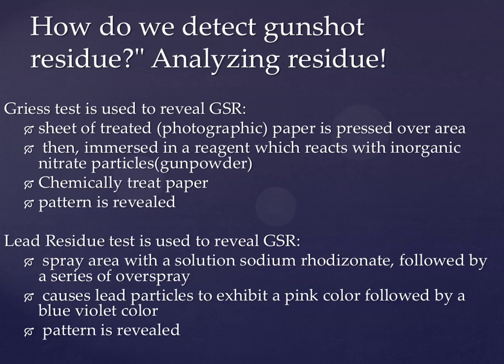Okay, so we can do a chemical analysis or a chemical test for GSR, and it's called the grease test. The grease test is used, again, just to reveal GSR. Pretty much you take a piece of treated photographic paper, you press it over the area where you suspect that there might be GSR particles, and then you immerse or submerge that paper in a chemical reagent, and the reagent is going to react with particles in the gunpowder, specifically nitrate particles. Okay, you let it dry, and once it's dried, you'll see a pattern of where that gunshot residue fell.